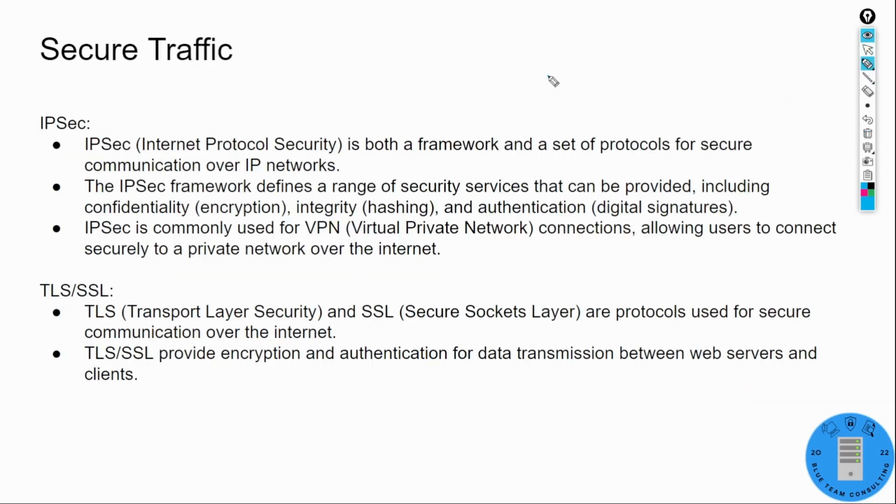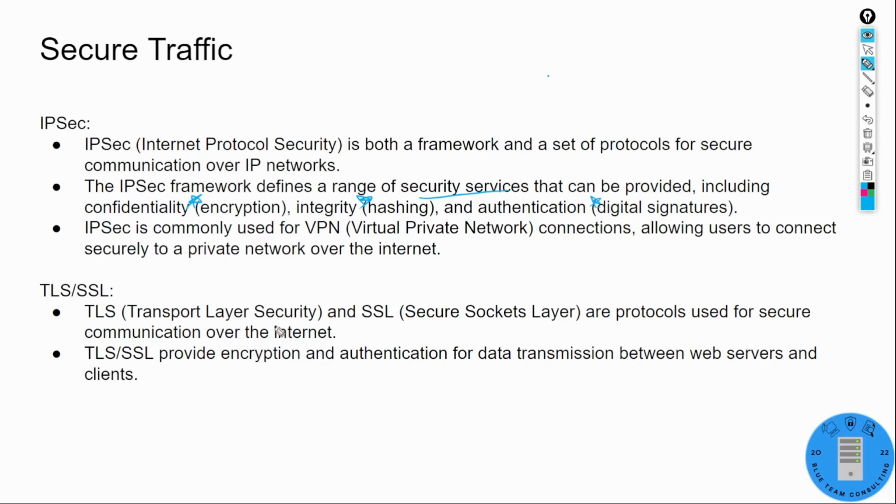Speaking of security, how do we secure traffic as it relates to networking? IPsec, I'm not sure if you've heard of this or not, stands for Internet Protocol Security. It's both a framework and a set of protocols for secure communication over networks. It defines a range of security services, including confidentiality in the form of encryption, integrity in the form of hashing, and authentication in the form of digital signatures to further secure our network traffic. It's commonly used for VPN connections, allowing users to connect securely to a private network over the internet.